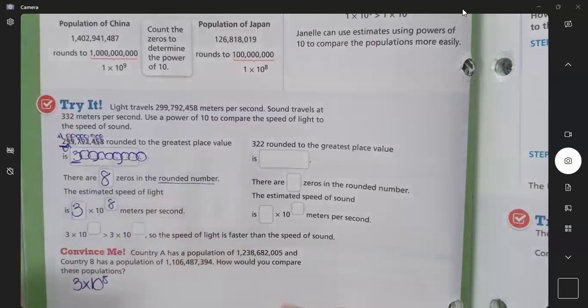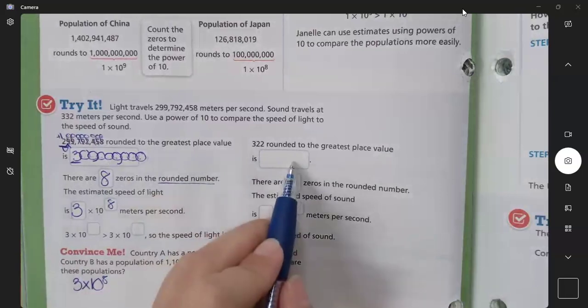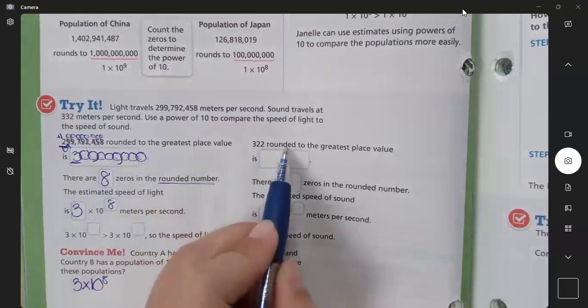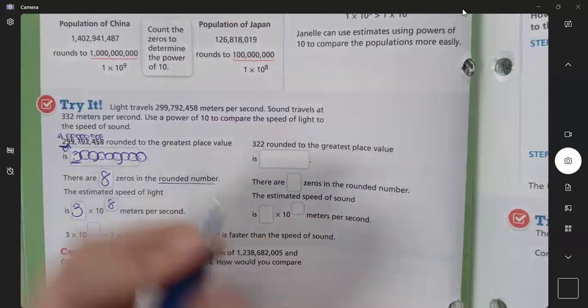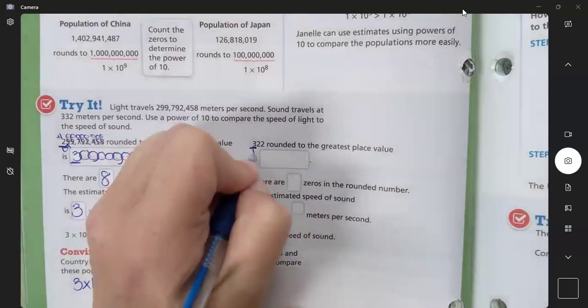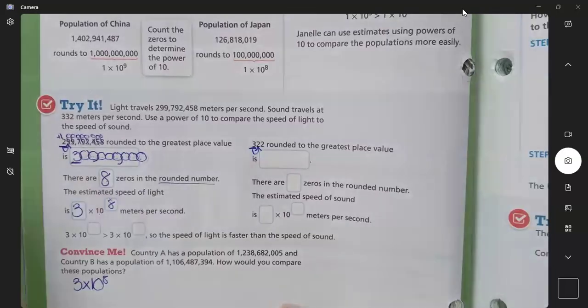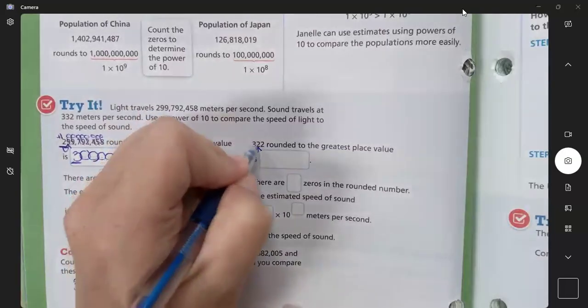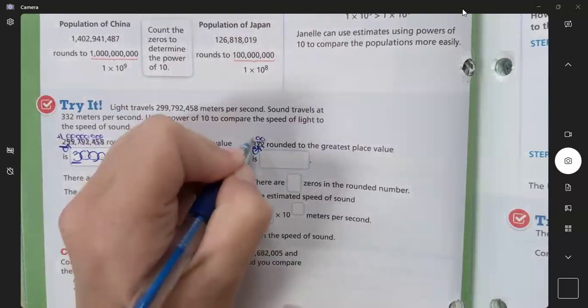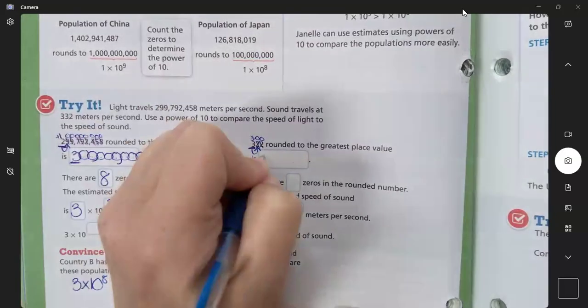Okay? So we're going to do the same thing, but now we're going to do it with, what is this one? Okay. What is 322 rounded to the greatest place value? Well, the greatest place value we have here is the hundreds. We're going to go look at the tens to tell us what to do. 4 or less, let it rest. Means we do nothing. These become zeros.